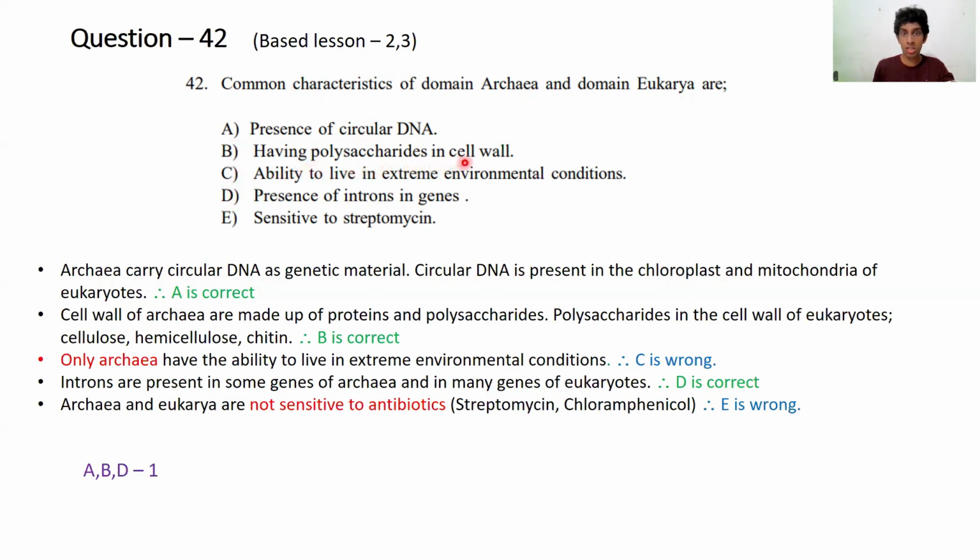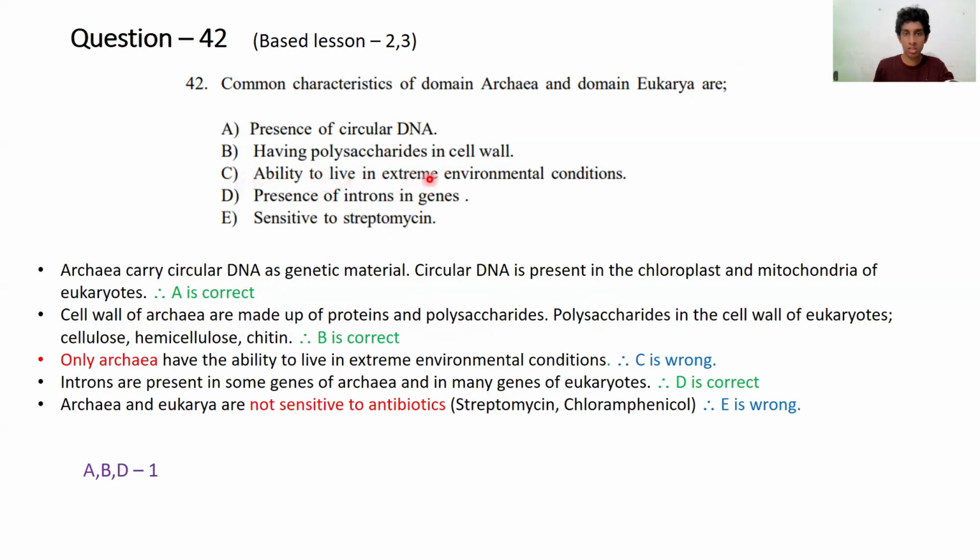B. Having polysaccharides in cell walls. So, the cell walls of archaea are made up of proteins and polysaccharides. Therefore, polysaccharides are present in the cell walls of archaea, as well as polysaccharides are present in the cell walls of eukaryotes, such as cellulose, hemicellulose, pectin. Therefore, B is correct.